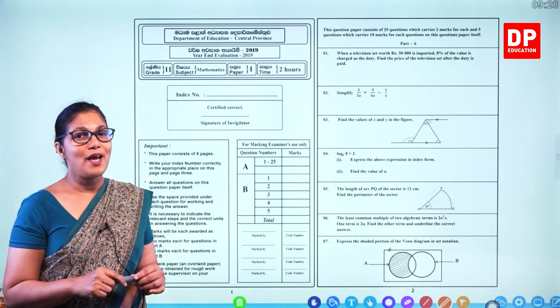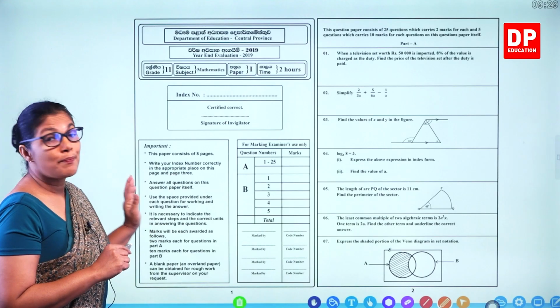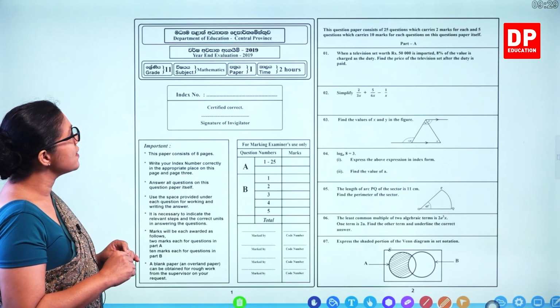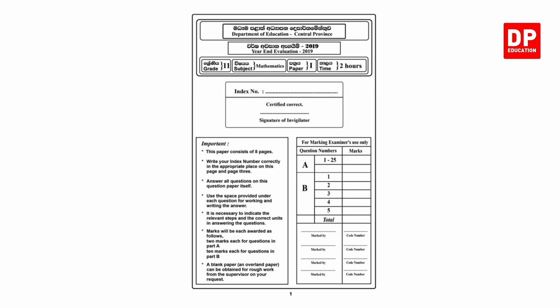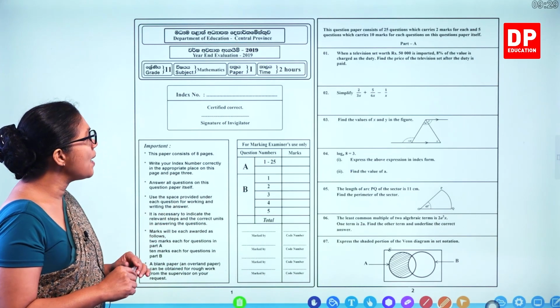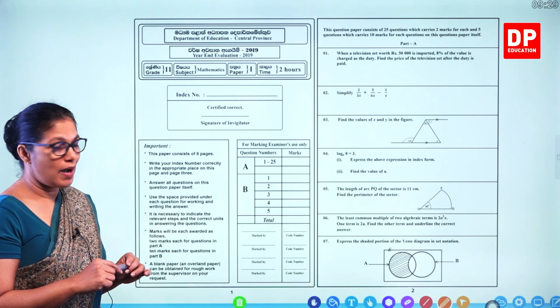Hello students, today I am going to do Year-End Evaluation 2019 for grade 11 students. This paper is from the Department of Education, Central Province. You get 2 hours for paper 1. You already know you get 2 parts, part A and part B, with 25 short questions worth 2 marks each.